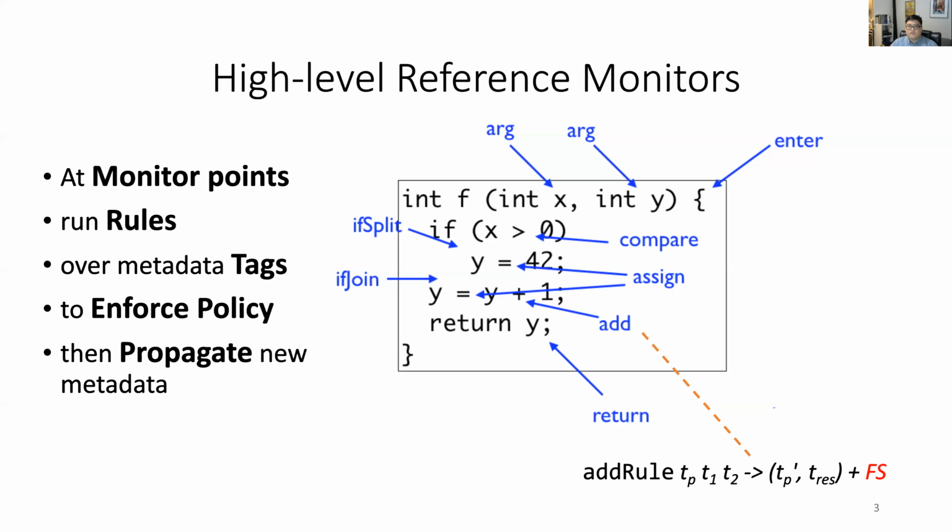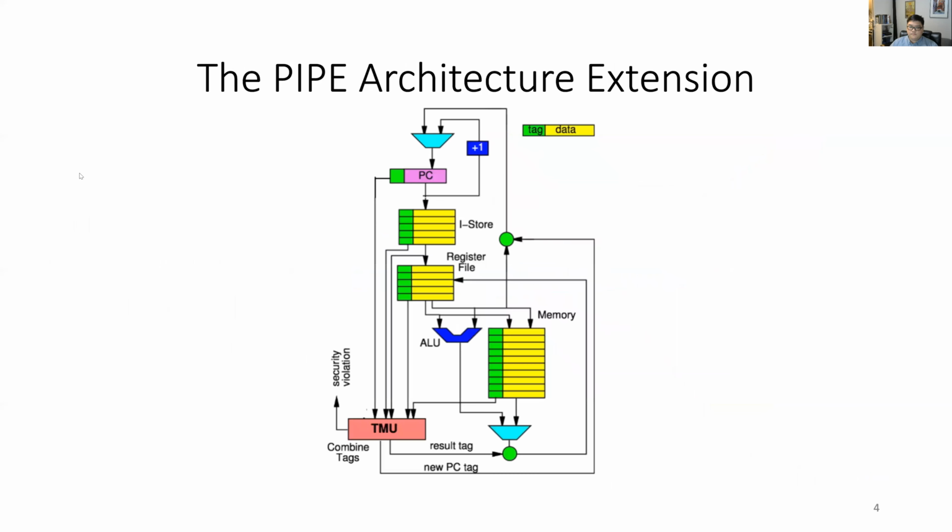Rules work only over tags. This makes the monitor easier to integrate with legacy systems. Monitoring is possible in software, but would be prohibitively expensive. So we could try a hardware solution. The PIPE architecture extension implements a hardware-assisted reference monitor. It's a research project that is now becoming commercially available.